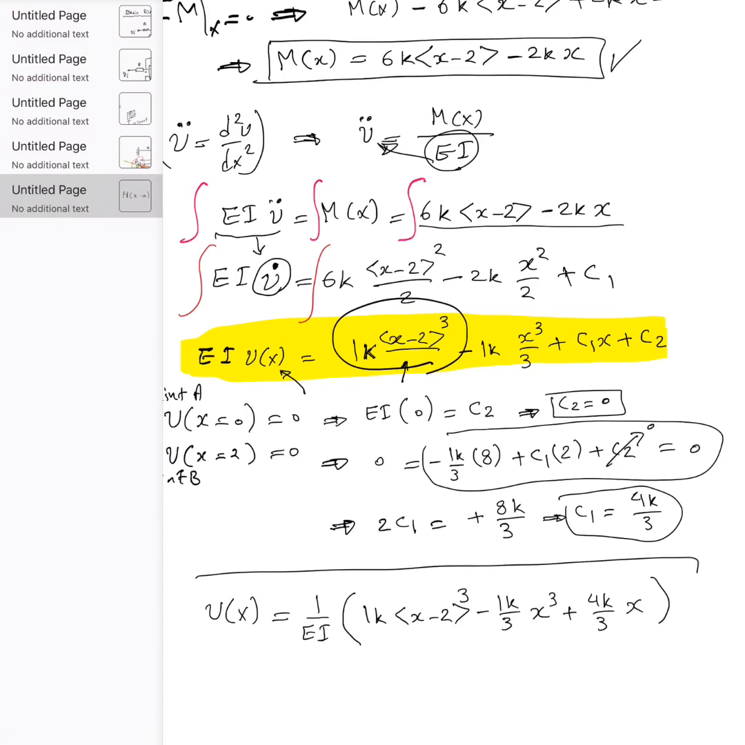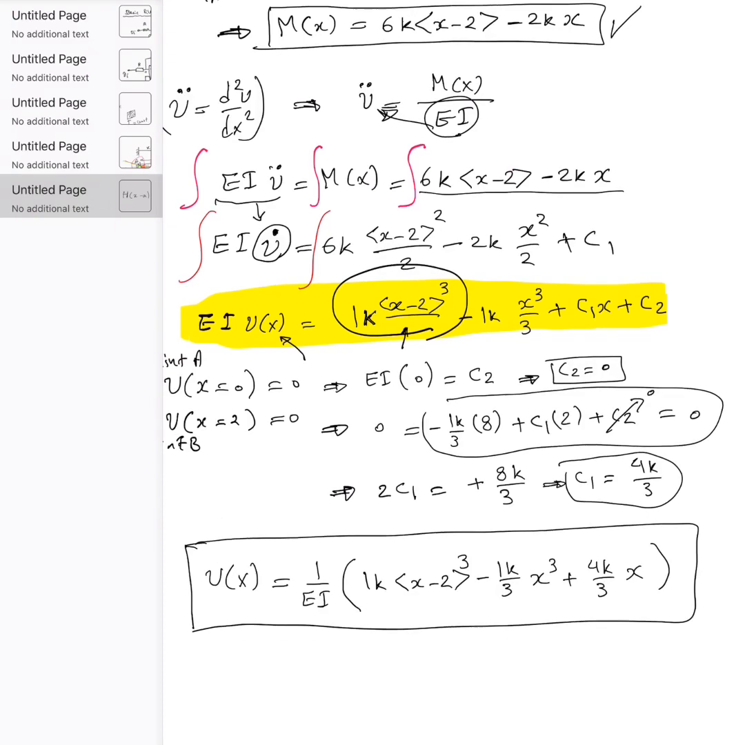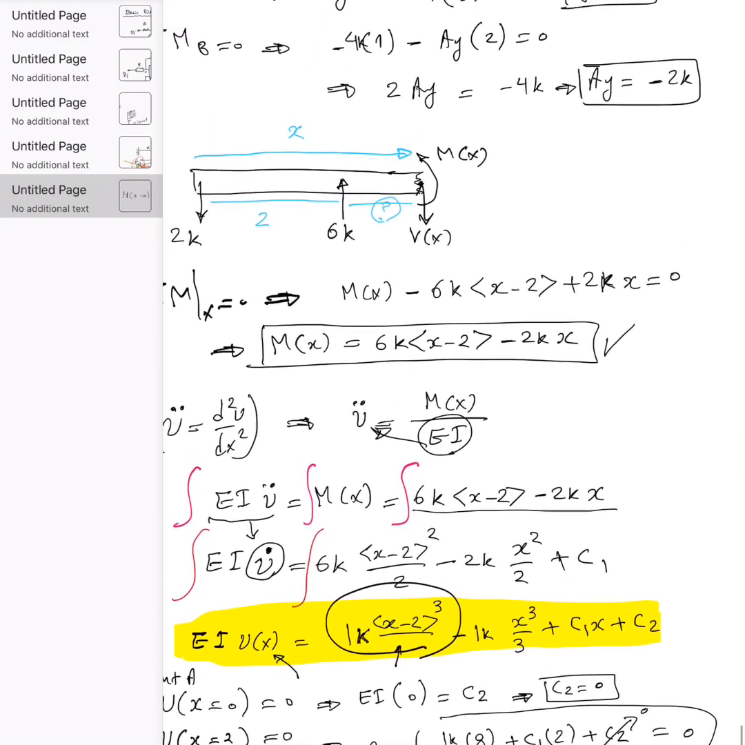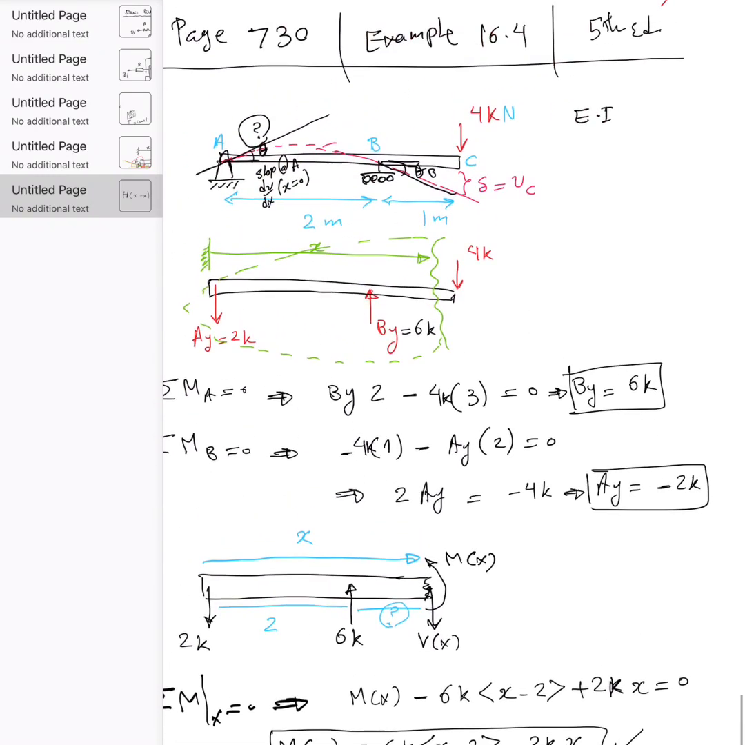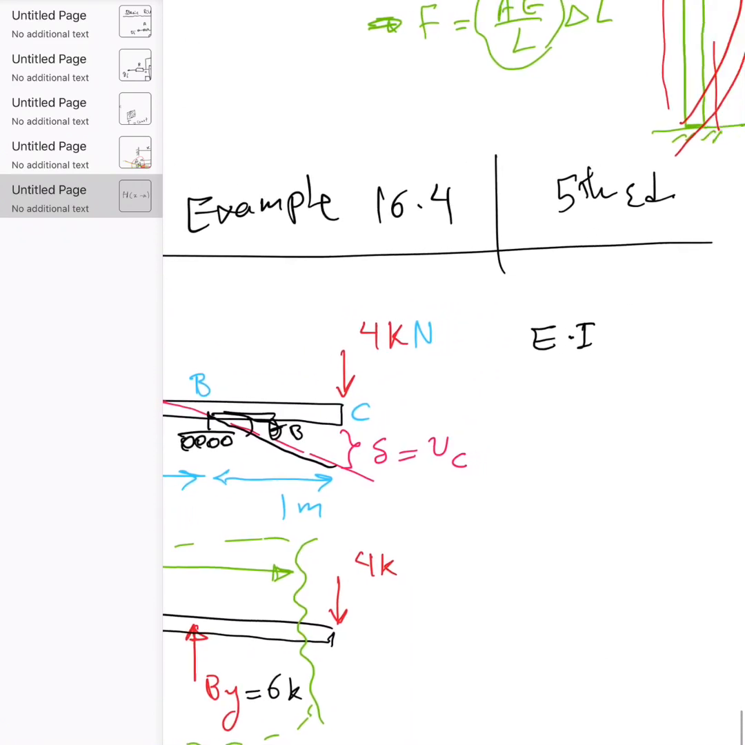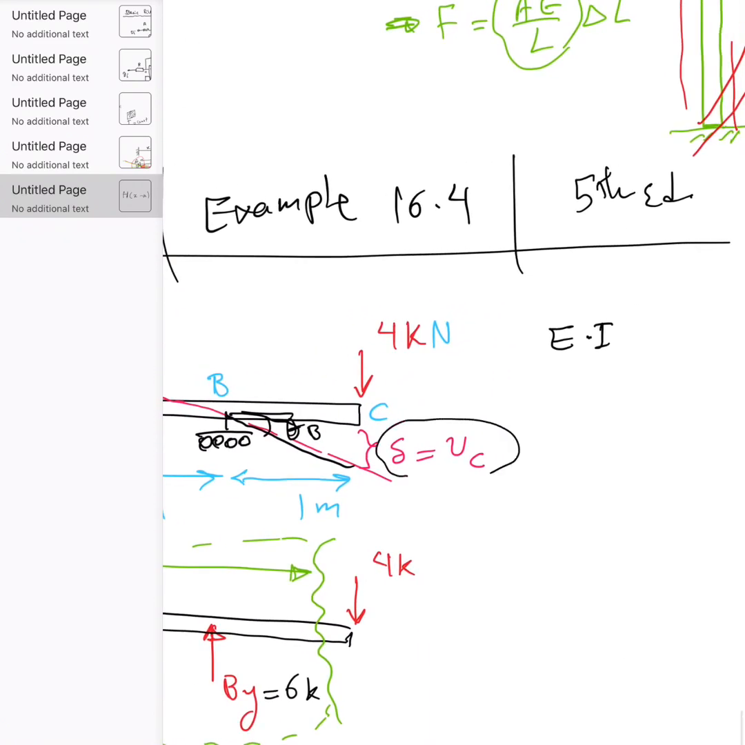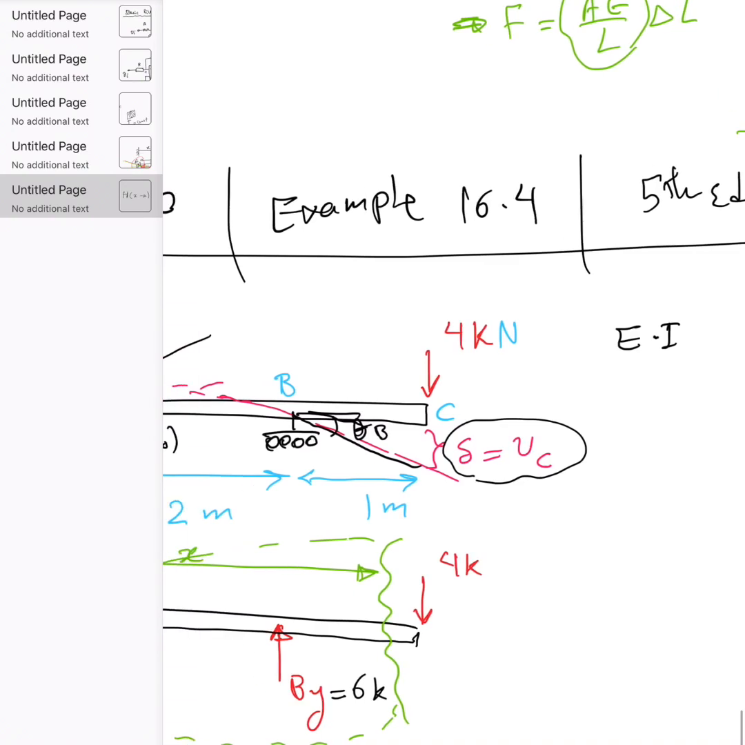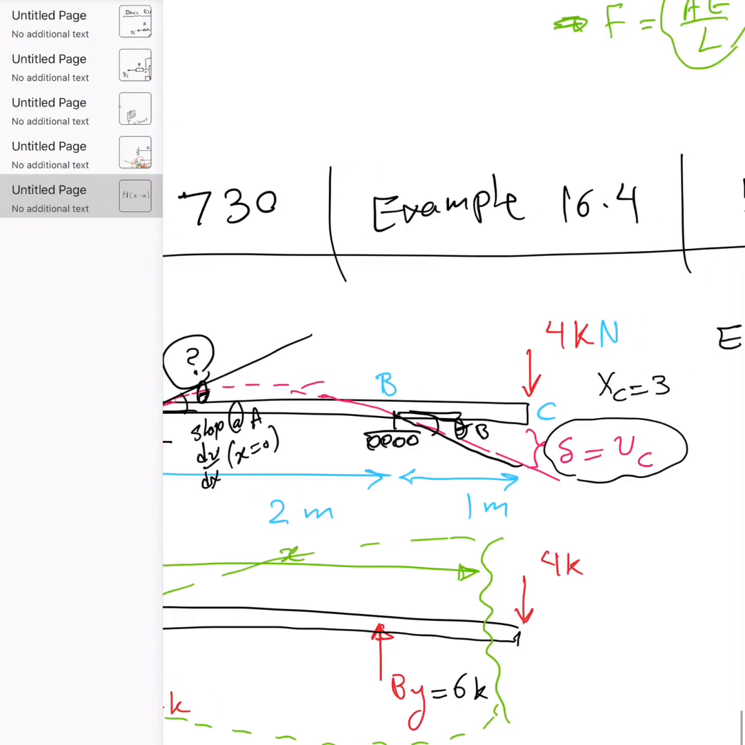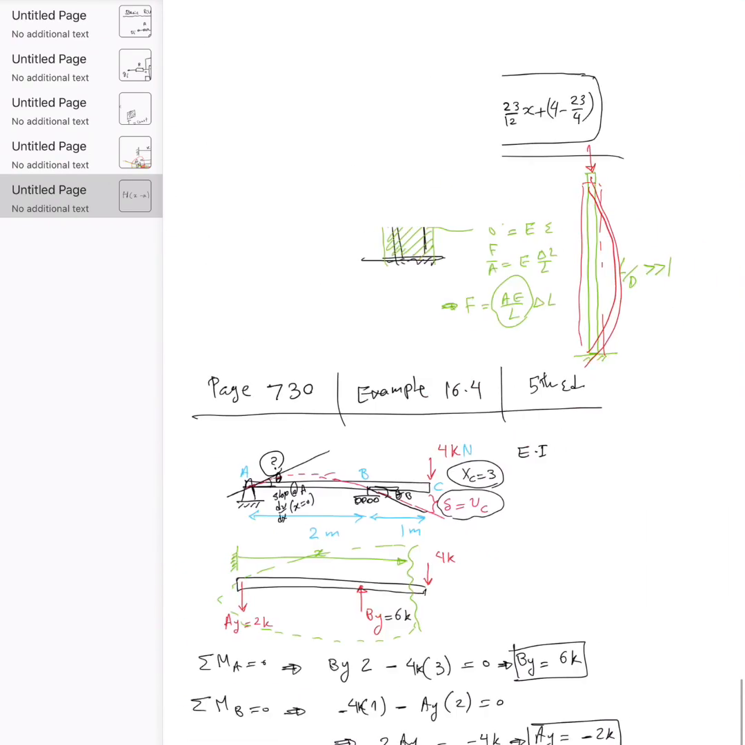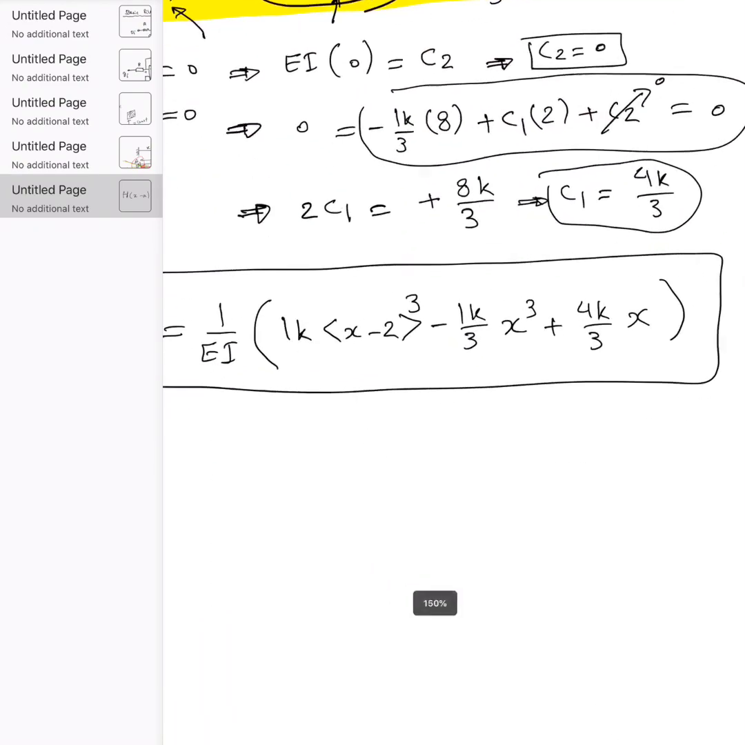Let's put it in the box that I use to compute the deflection at any point x across the beam. So the question in this problem is to find, let's go back to the main question, delta at point C, or deflection at point C. So what is the location of point C? Well, x of point C is equal to 3 from left to right. So all I need to do is to put x is equal to 3 into this equation.